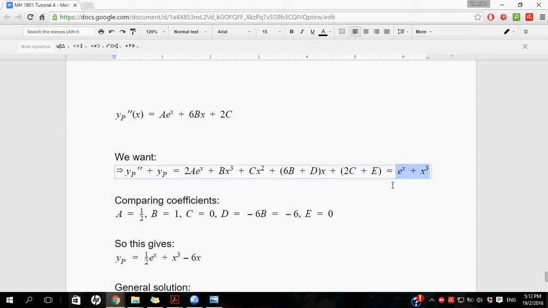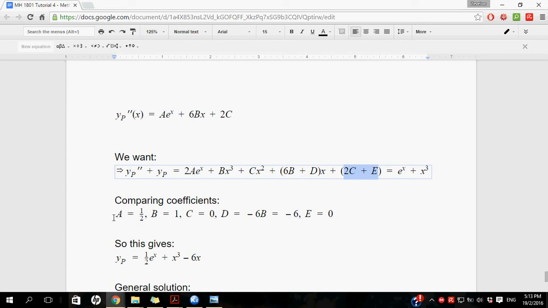We compare the coefficients and we see that 2a should be equal to 1 because that is the coefficient of e to the x. Bx cubed should give us b equal to 1, c equals 0, d equals minus 6b. Seeing that 6b plus d by comparing coefficients should give us 0, and 2c plus e should also be 0, and since c is 0, e consequently is 0 as well.